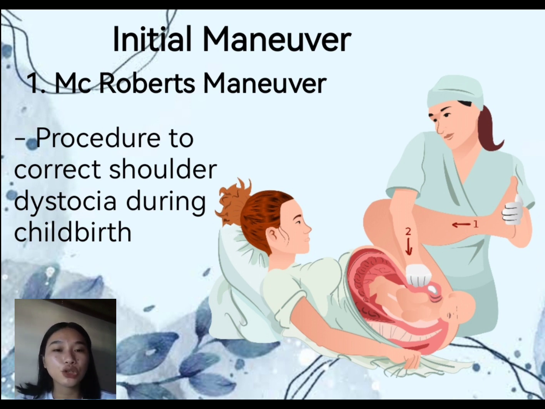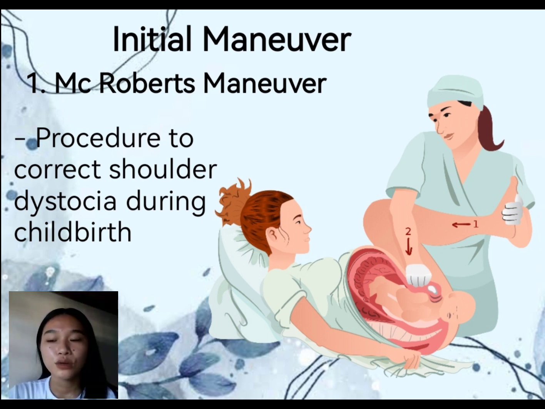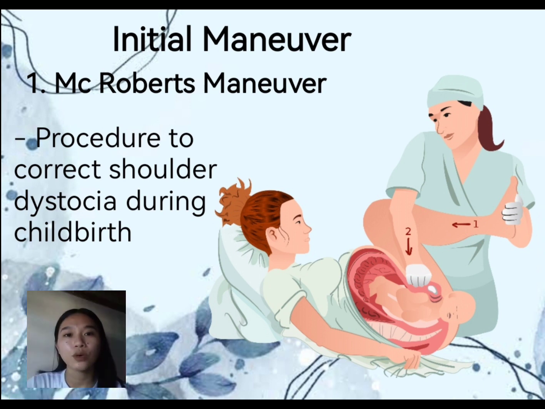Here we have the initial maneuver, which is the McRoberts maneuver. It is a procedure to correct shoulder dystocia during childbirth. In the McRoberts maneuver, the legs are flexed onto the abdomen, causing rotation of the pelvis, alignment of the sacrum, and opening of the birth canal. Then after that, suprapubic pressure is applied to the fetal anterior shoulder. As you can see in the photo, that is the McRoberts maneuver.